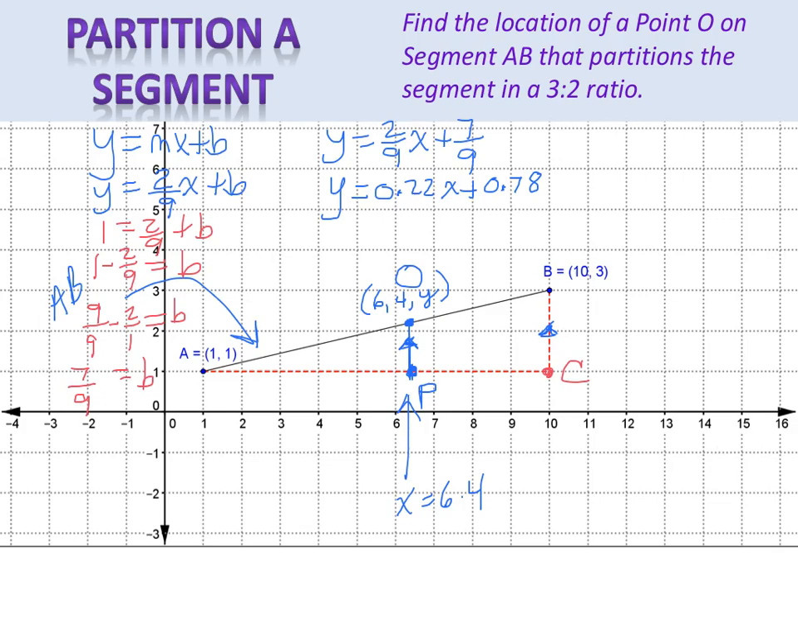Now we know what x is, so I'm going to substitute that in, and y equals 22 hundredths times our x, which is 6.4, 6 and 4/10. If I figure out what that y equals, I get 2 and 2/10. So I now know that the location of point O is 6 and 4/10, 2 and 2/10. And that is going to partition AB in a 3:2 ratio.